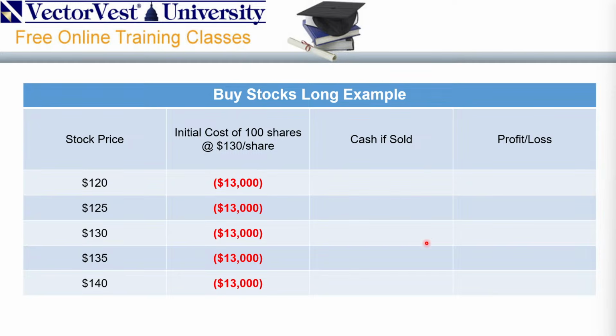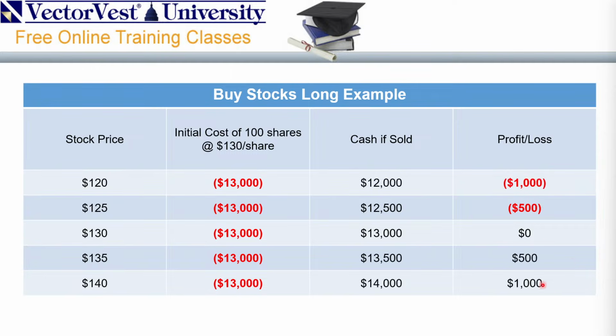Over here, this is how much cash you're going to get back when you close the trade. So if Apple was still at 130 when you close the trade, you'd get back your $13,000, right? So no profit, no loss. If Apple drops, you lose 500, then you lose 1,000, and then if it goes up, you make 500, you make 1,000. Right? It's like a one-to-one relationship here.